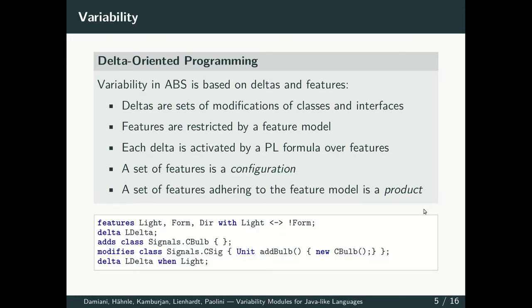And here's an example. So this is not a variability module, just to give you an idea of the syntax. I have features, so this is part of the signals. I have light signals, form signals, and features for them. I just say that I have either light or a form signal, and then here the delta says that it adds a class bulb, because we need to talk about bulbs when we have light signals, and then it modifies the class csig to correctly use bulbs. Then here we associate the delta L delta with the feature light.